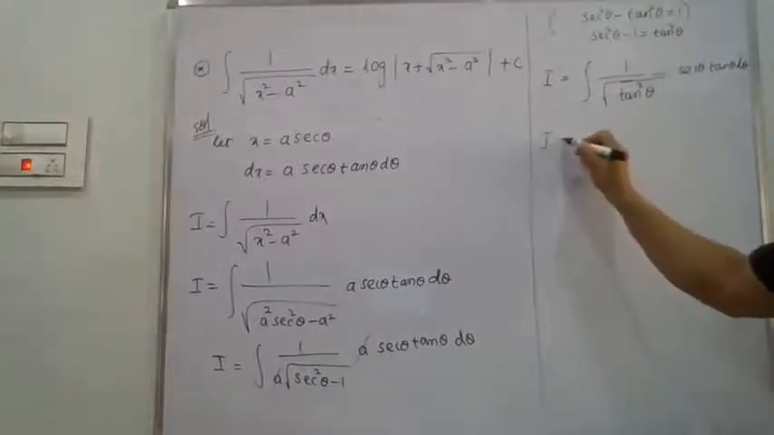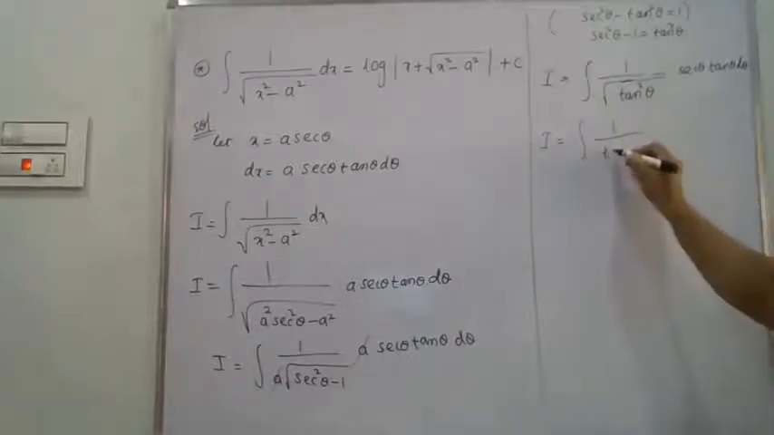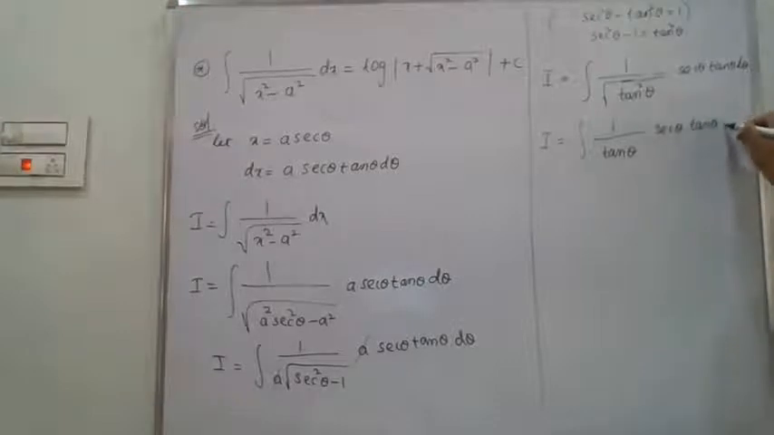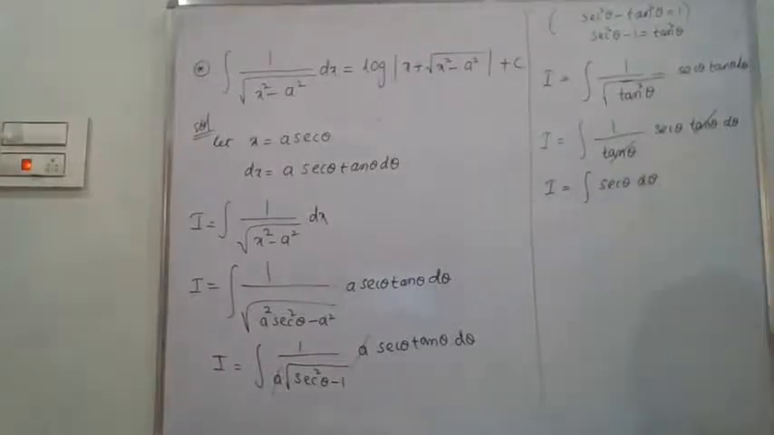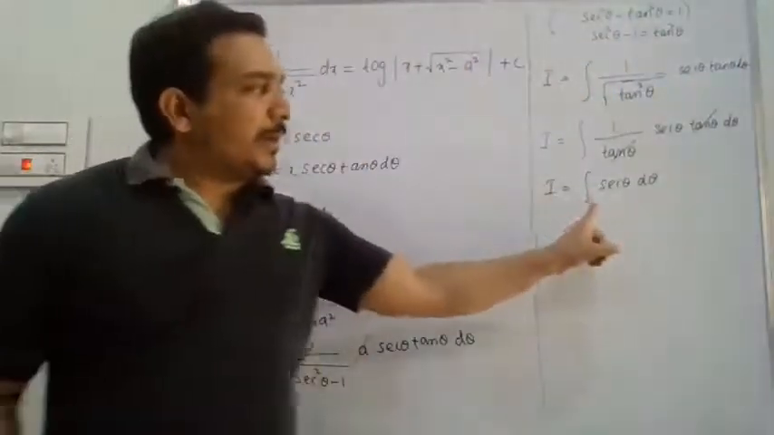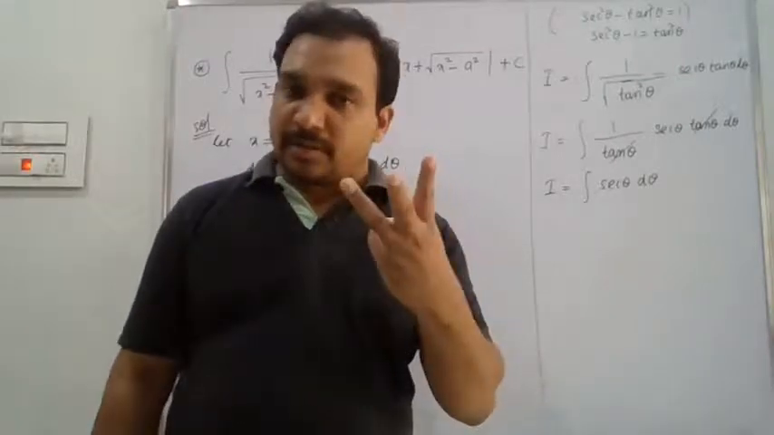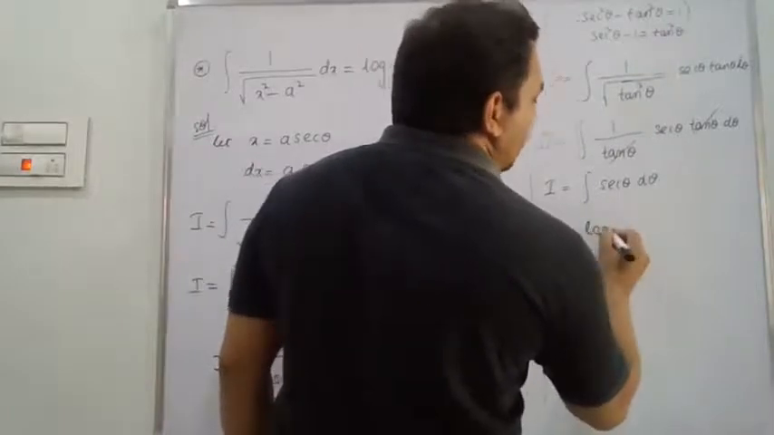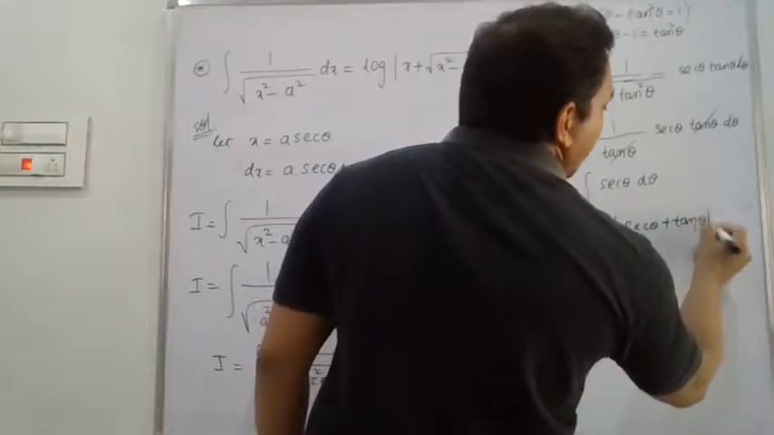Clear? So I is equal to integration of square root of tan square, which is what? Modulus of tan, but I am taking here only plus tan theta, into secant theta into tan theta d theta. This tan theta and tan theta get cancelled. Left with I is equal to integration of secant theta d theta. Do you remember the formula for this? Already I gave the integration of secant theta formula. I gave 3 formulas. Out of those, I am going to write one formula. The basic formula is integration of secant theta is log of mod secant theta plus tan theta, plus constant.